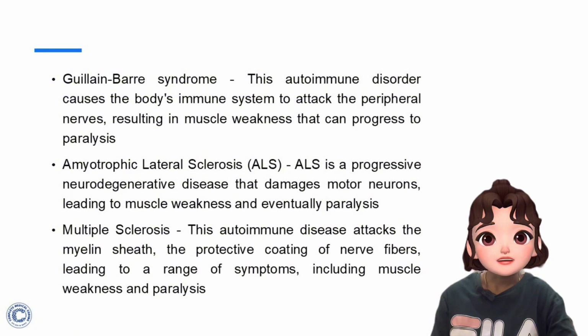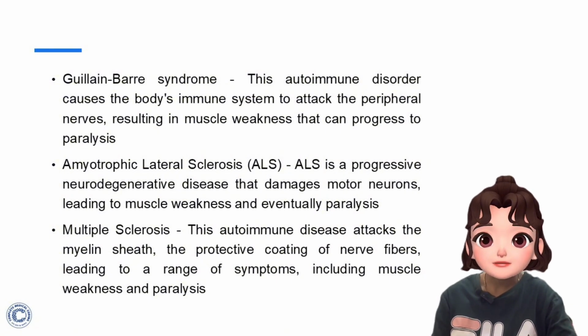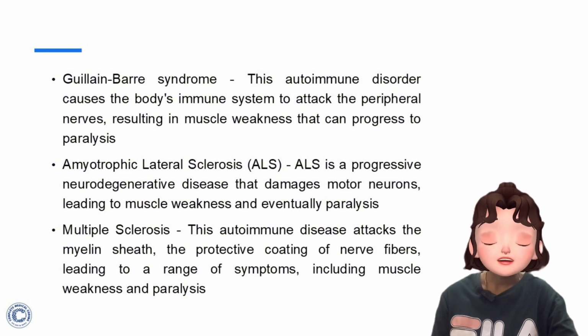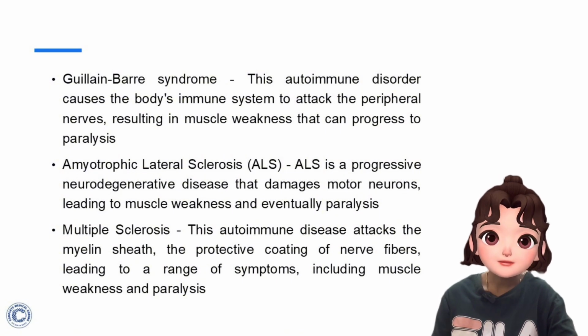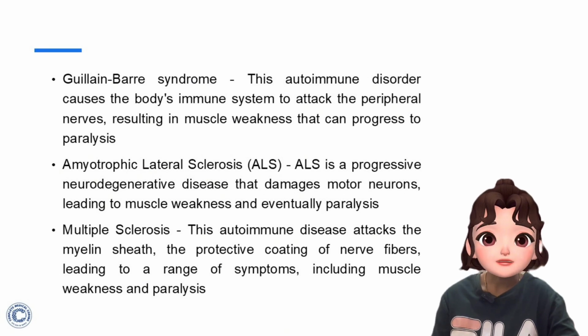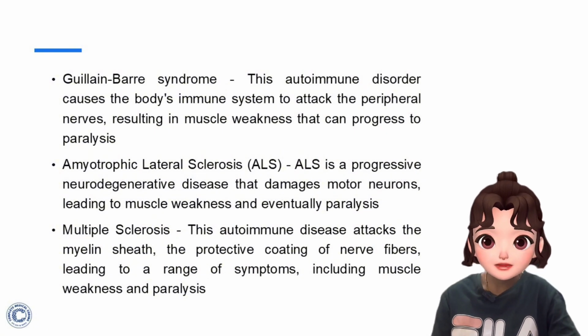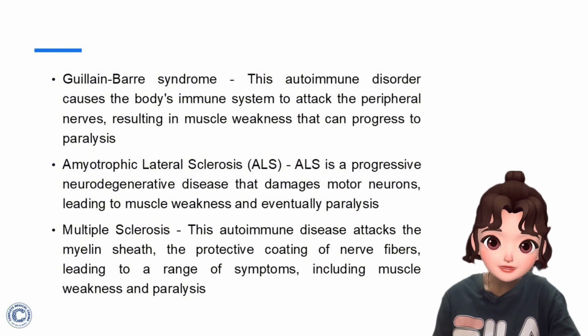What is multiple sclerosis? This autoimmune disease attacks the myelin sheath, the protective coating of nerve fibers, leading to a range of symptoms, including muscle weakness and paralysis. So, facial nerve paralysis is Bell's palsy. All these others will result in paralysis. But Guillain-Barré syndrome, where is it attacked? Peripheral nerves. ALS is a neurodegenerative disease that damages motor neurons. Multiple sclerosis attacks the myelin sheath.